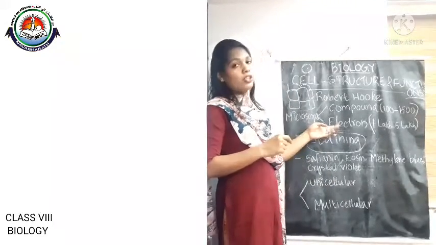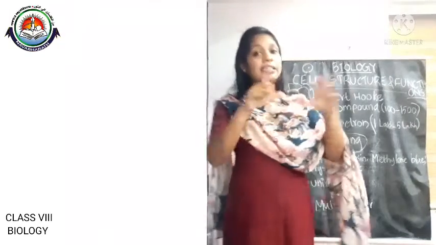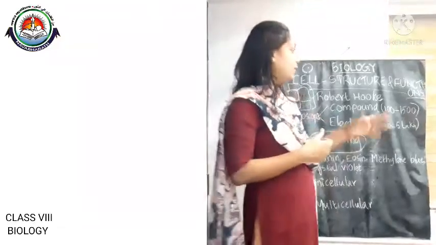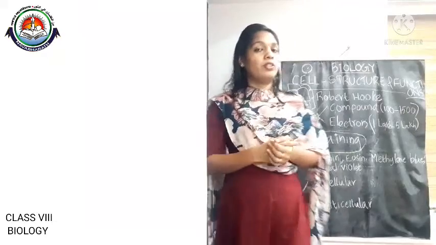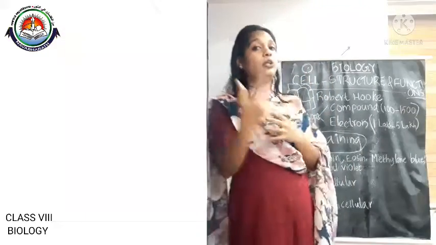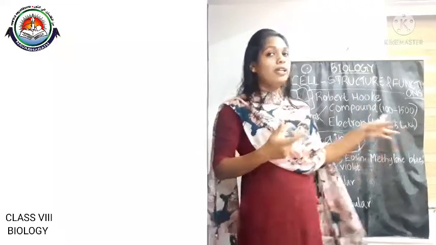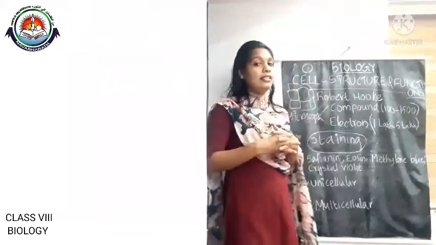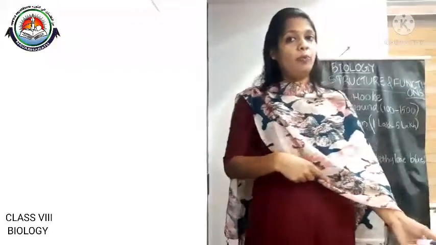The electron microscope is an advanced type of microscope, and it can be used to study the details of the cell and its internal structure. The magnifying power is about 1 lakh to 5 lakh times. So it is very sophisticated and more advanced than the compound microscope. And instead of the glass lenses present in the compound microscope, the electron microscope contains electromagnets, and also a beam of electrons.